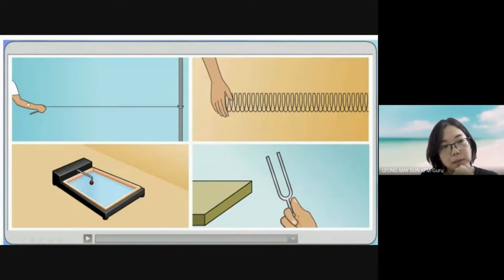We have a person holding a string which is tied to a ring of some sort. This ring allows the cord to move up and down. This is a slinky spring. For form fours, when we go back to the lab after we finish the heat chapter, some of the activities in this chapter I will still let you carry out. This is an example of a ripple tank, and this is a tuning fork. So let's play the video first.